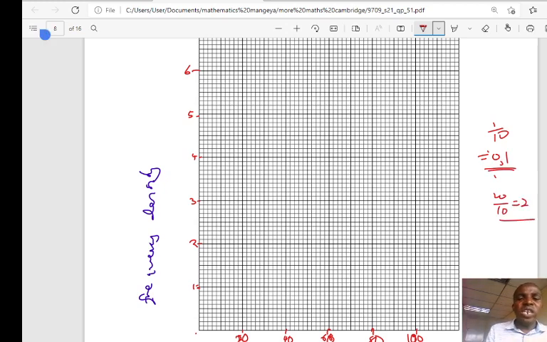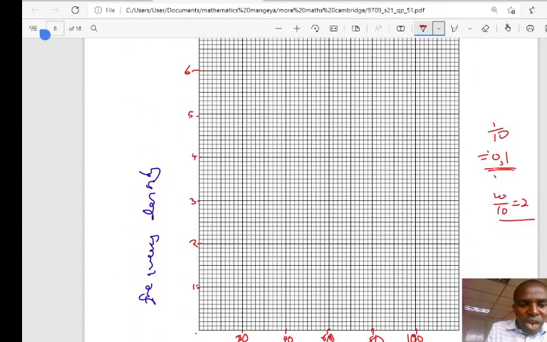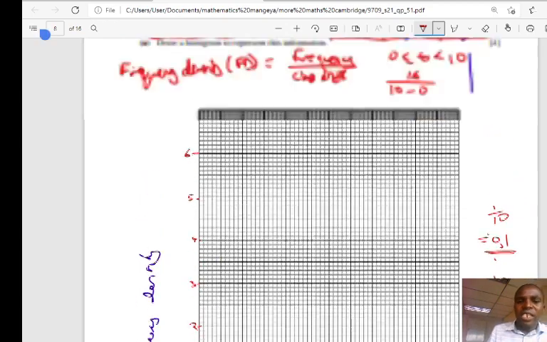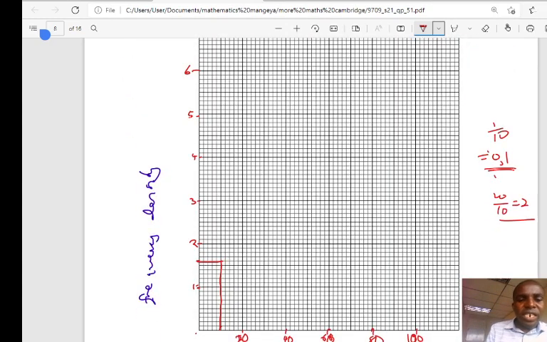Right, on the vertical, we want to find 1.6. 1.6 here, so it will be 1, then point 1, 2, 3, 4, 5, 6 is somewhere here. Then to 10, that's it. You put your bar here, then you can say done. Next, 10 to 20 is 5.4. 5.4 is 5, then 1, 2, 3, 4. It's here. That's 10 to 20. You put your bars.